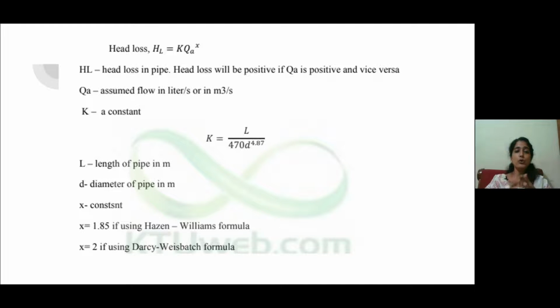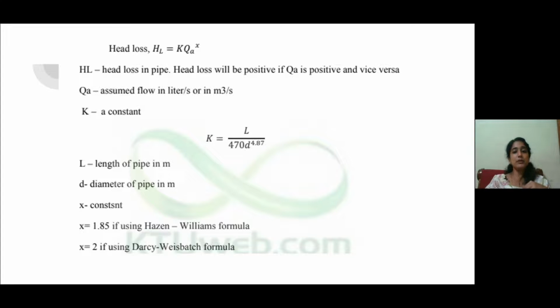Here HL is the head loss in the pipe, and head loss will be positive if QA is positive and vice versa. That is, QA is the assumed flow in liters per second or meter cube per second. K is a constant according to which equation we are using for calculating the head loss. That is, for calculating the head loss, we have three formulas, that is Manning's formula, Darcy-Weisbach equation, and Hazen-Williams formula. That we will learn later in coming slides.